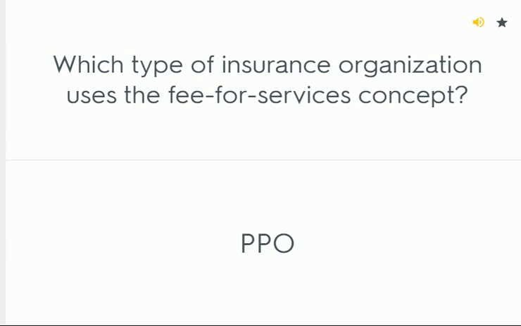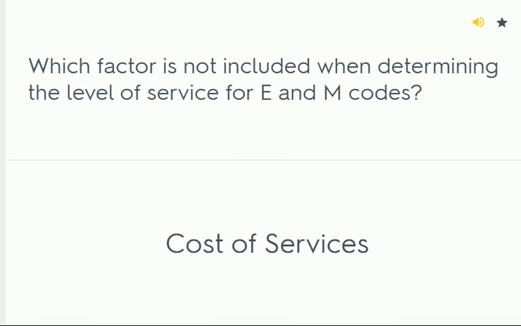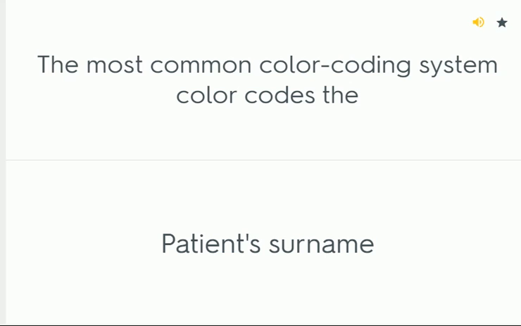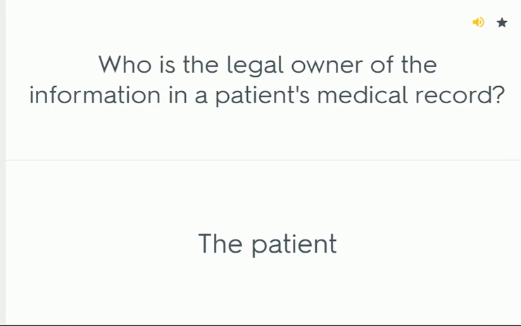Which type of insurance organization uses a fee-for-services concept? PPO. Which factor is not included when determining the level of service for E&M codes? Cost of services. When money is placed in an account, which of the following documents is prepared? Deposit slip. The most common color coding system color codes the patient's surname. Who is the legal owner of the information in a patient's medical record? The patient.